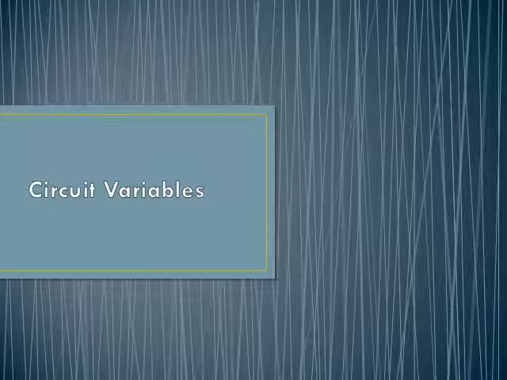So now that we've talked already about what a circuit needs to have in it, what elements are in a circuit, we're going to get more into the details of what's actually happening inside of a circuit, including the variables that we use and the relationships between those variables that describe the movement of electrons through a circuit.